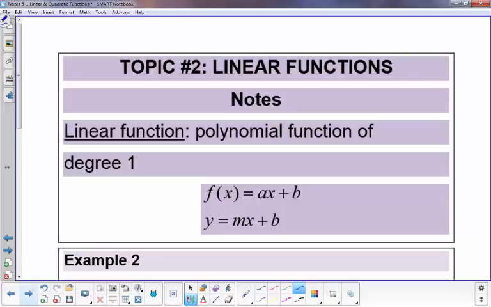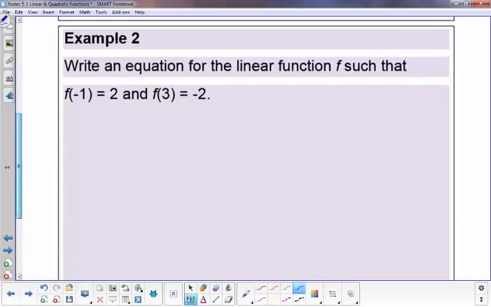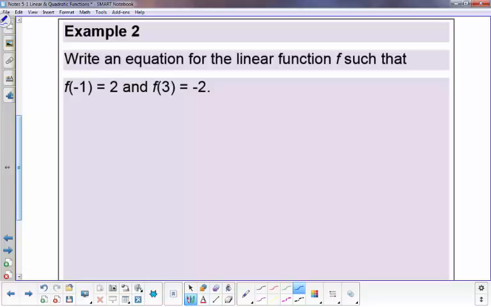All right, so let's look at linear functions. A linear function is a function of the first degree. Commonly you've seen it as y equals mx plus b, x to the first degree, or ax plus b as a function form of f of x. So write an equation for the linear function f such that f of negative 1 equals 2 and f of 3 equals negative 2. Guys, right here, if you do not remember, f of negative 1 is your x, that's x sub 1. The 2 is your y, which is y sub 1. f of 3 is x sub 2, and negative 2 is y sub 2.